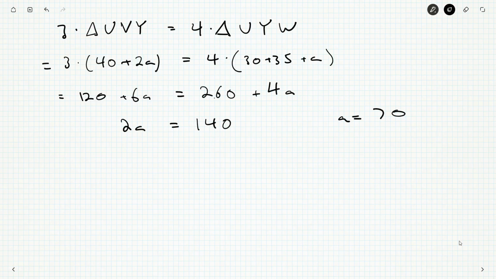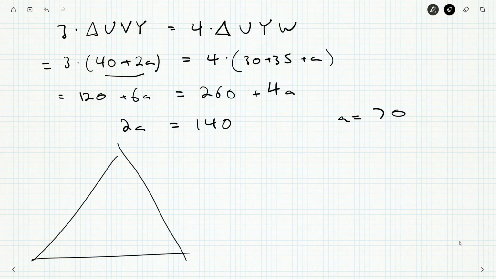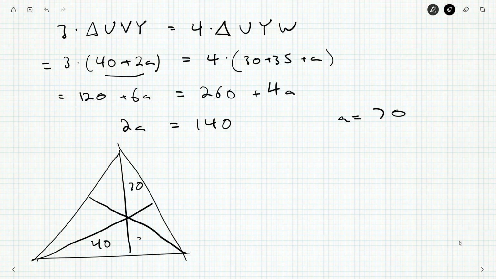That would make this 180. And this would be 135. Yeah, okay. That's not a problem. Alright, so A is 70. What does this tell me? Does this tell me anything worthwhile? I feel like there might be one more ratio I need to work out. So we got 70 up here, we've got 40 down here, 30, 35.